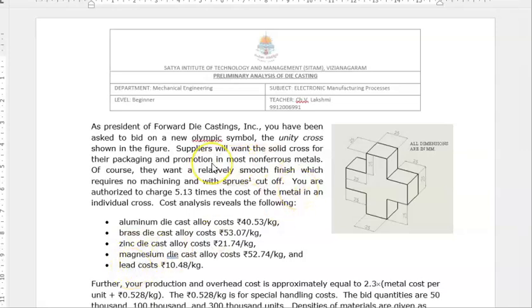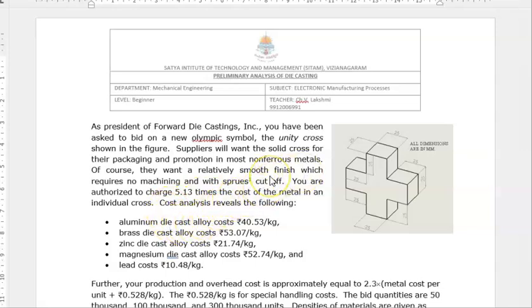Okay, they want you to bid. What is the cost in aluminum? What is the cost in brass? What is the cost in zinc, magnesium, lead, and so on. The president of the company needs to decide which one to quote and why. Of course, they want a relatively smooth finish, which requires no machining and with no screws to cut off. If it is cast, you'll have extra material appended to it, and you need to cut it off. You are authorized to charge 5.13 times the cost of the material in an individual cross.